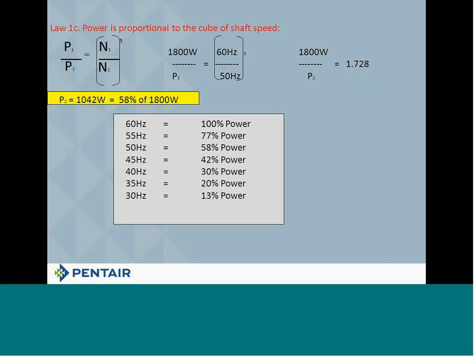Here's the point that we're trying to make. Anytime that you are sizing a system, you size the system at 100% of the maximum the system is going to need. Anything under that is savings. And so that's why we recommend you do it that way. If you pick 60 hertz, that's 100%. If I work at 50 hertz, that's only 58%. If I work at 40 hertz, that's only 30%. I'm saving 70% of the energy that I would have used had I not had a variable frequency drive.